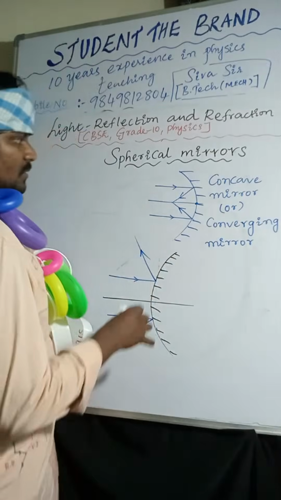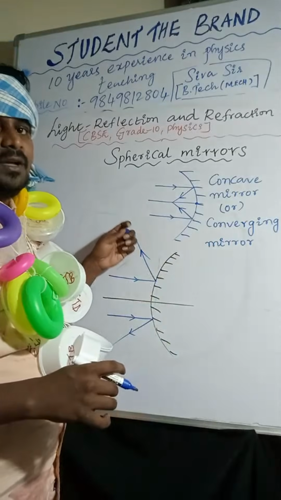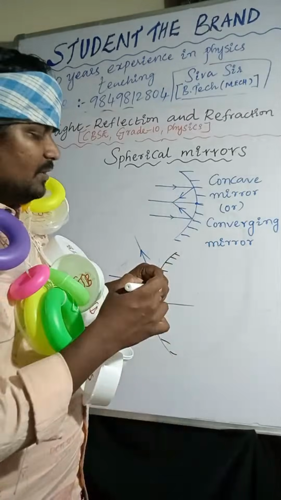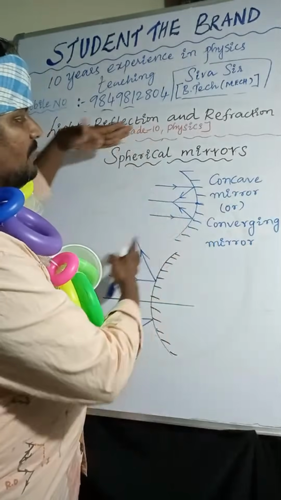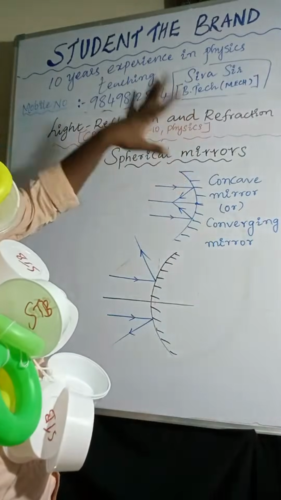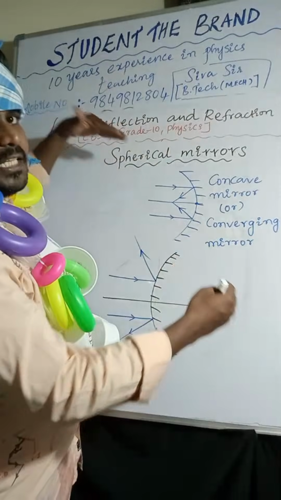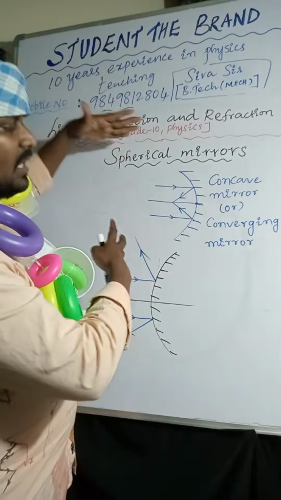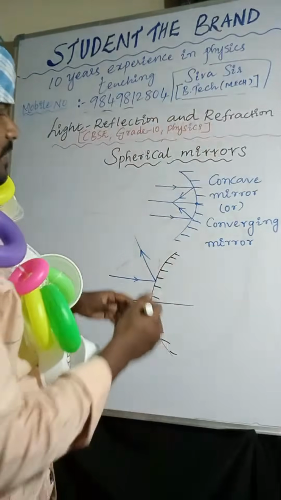The concave mirror is converging and the convex mirror is diverging, because whenever a light ray falls on a concave mirror, after reflection the light rays will converge and meet on the principal axis. After reflection, the light rays move towards the principal axis. That's why it is called a converging mirror.